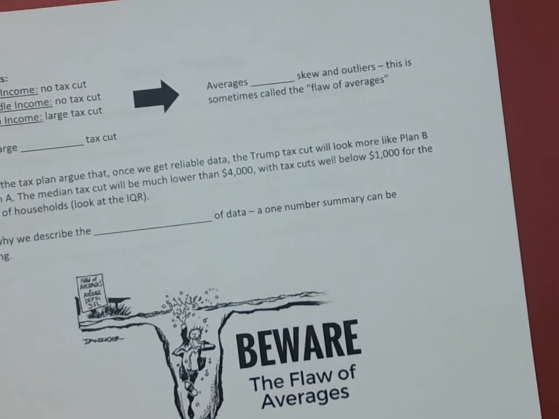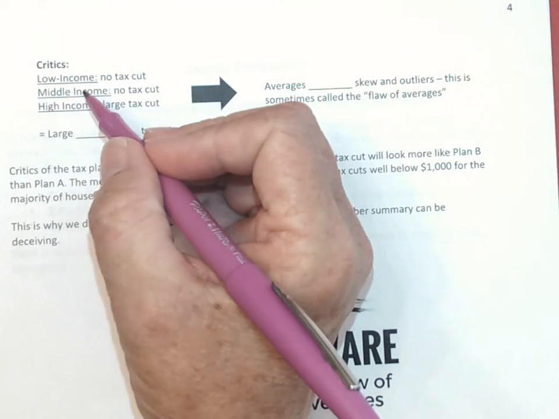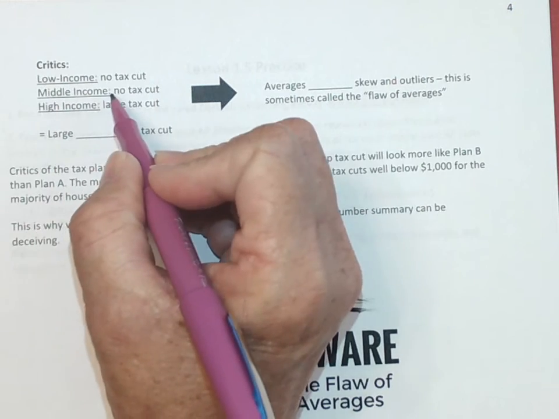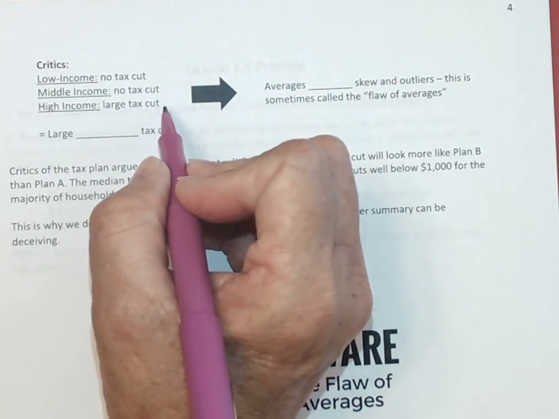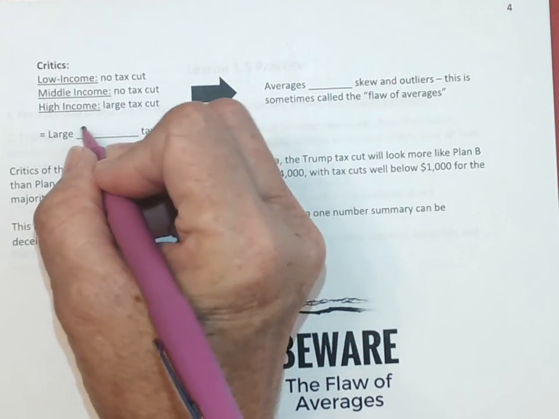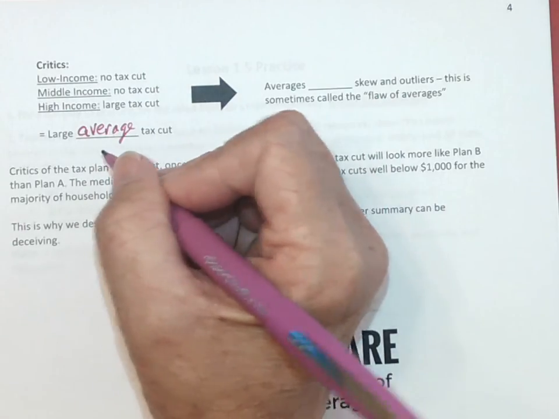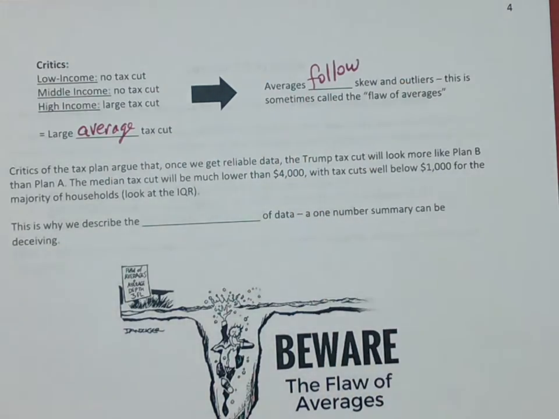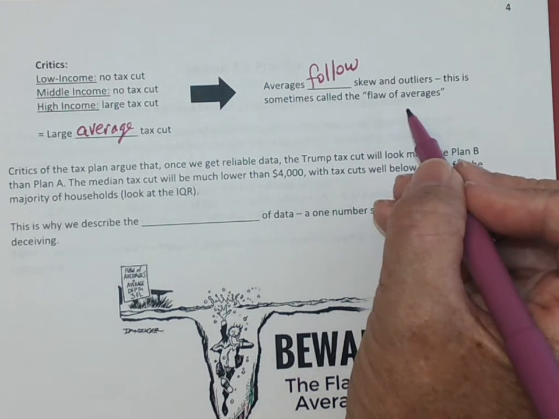Okay, and this is page 4. So here is what some of the critics said about the tax plan: if you were low income, you got no tax cut. If you were middle income, you pretty much got no tax cut. But if you were high income, you got a large tax cut. So that gave us a large average tax cut. Seems great. But averages follow skew and outliers. So this is sometimes called the flaw of averages.